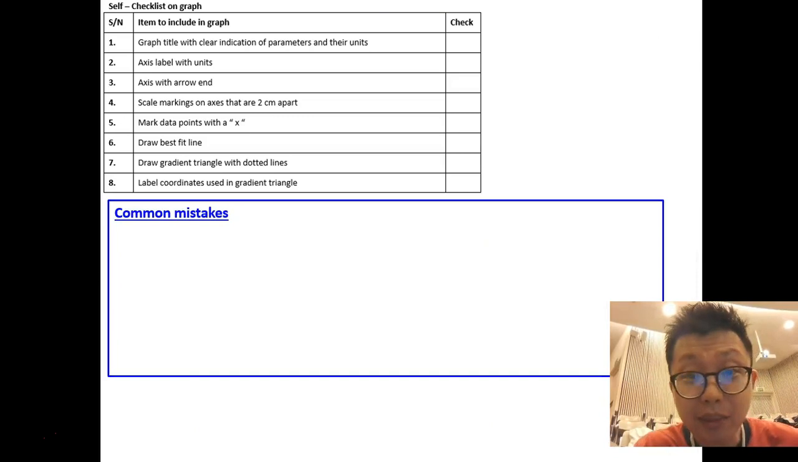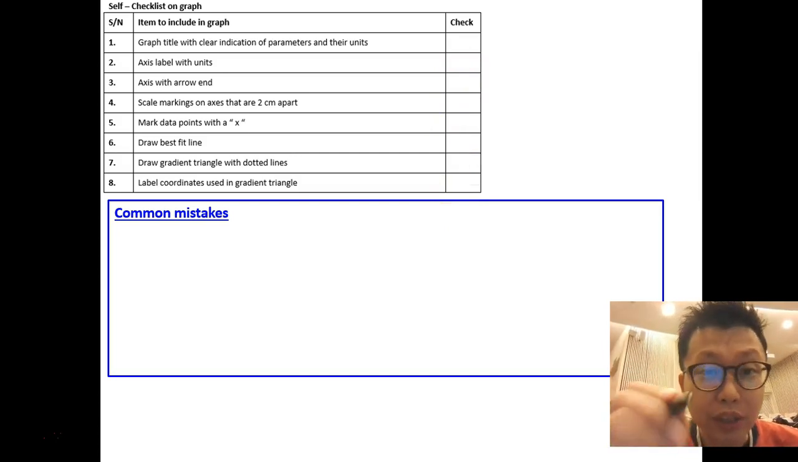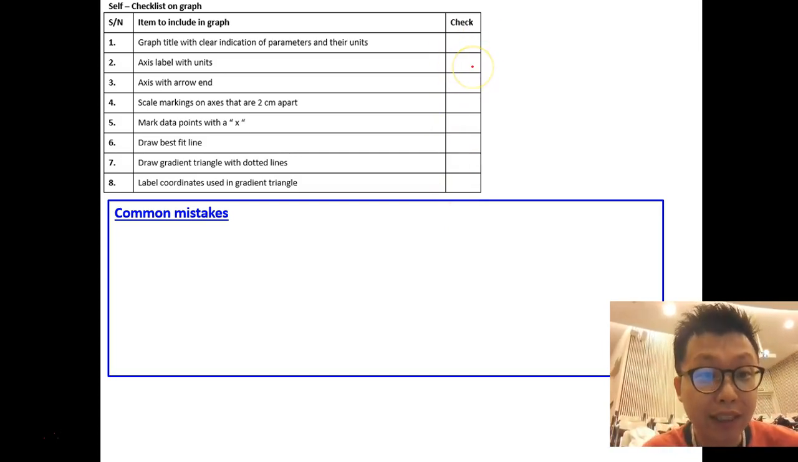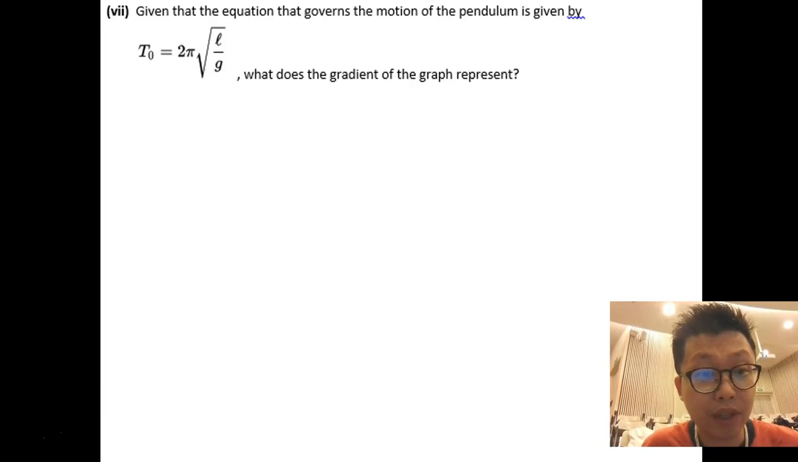Okay, down here I see that some of you either leave it blank or you have just ticked it. Okay, I don't want that. I want you to look at your graph and check. And if you find that something is missing, add to it. Okay, you should rectify the error before you submit your graph to me. Okay, so this is something that you should take note of.